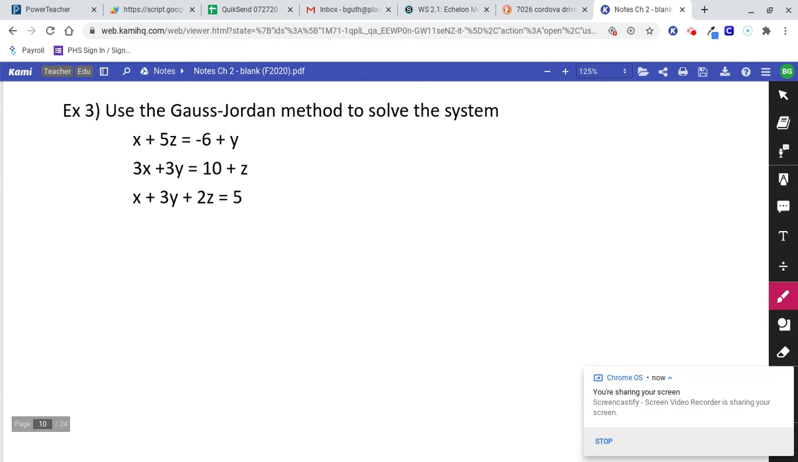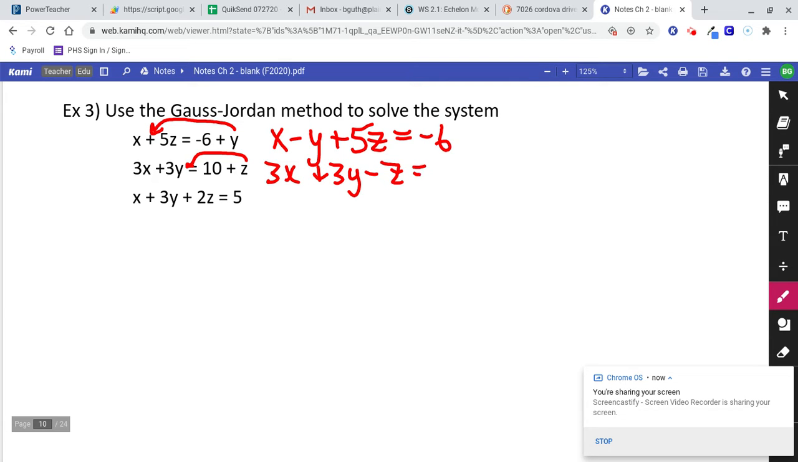Example 3, use the Gauss-Jordan method to solve the system. First thing we'd want to do is put it in standard form. So subtract the y over. Also subtract this z over. And then the last one's fine.